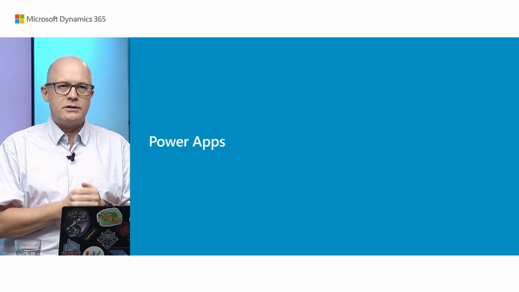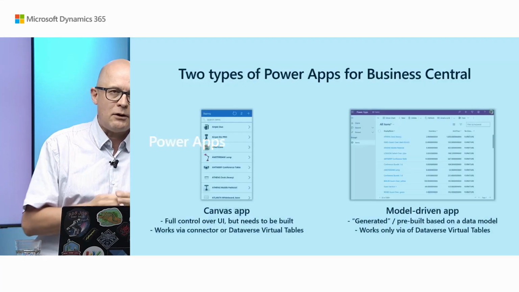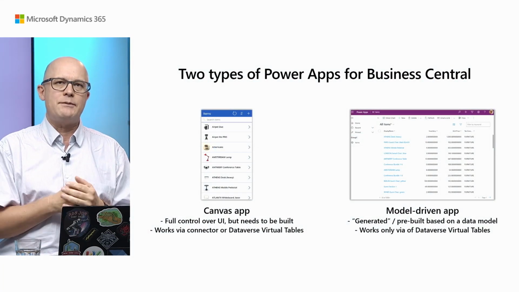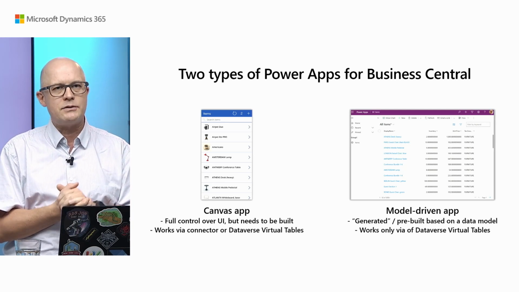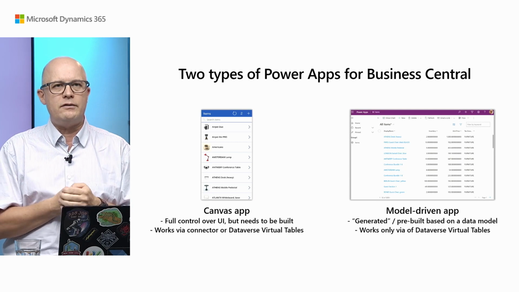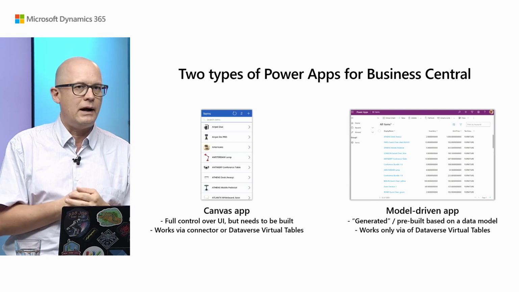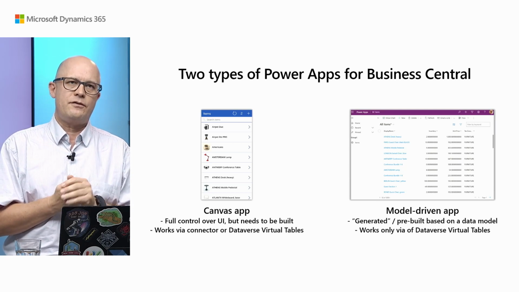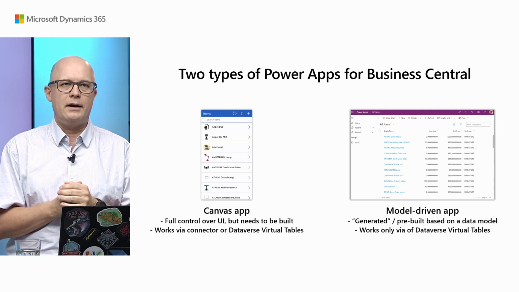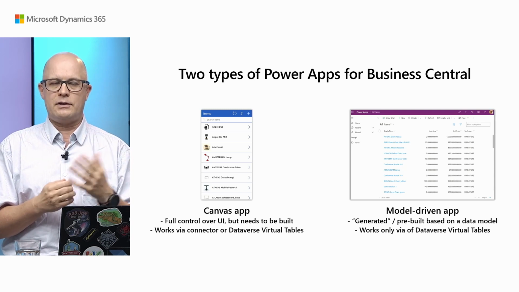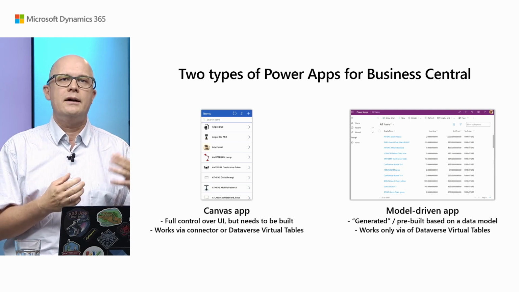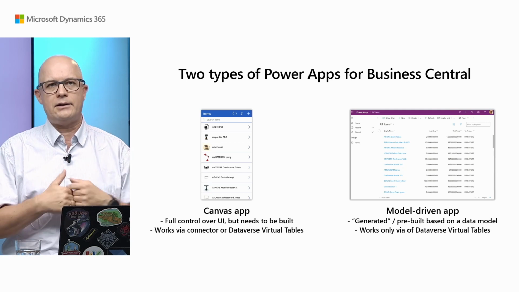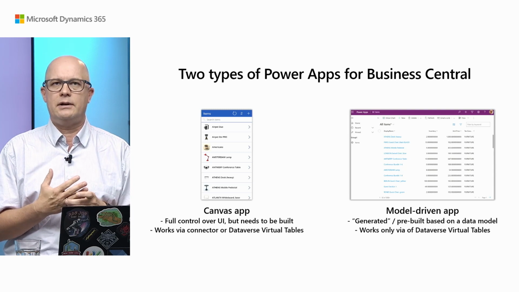Okay, let's switch gears to Power Apps. We talk about Power Apps and two different types of Power Apps that work with Business Central. We're talking about Canvas apps, where you have full control over the UI, but you have to build that UI. Those types of Power Apps are usually designed for mobile experience, for desktop, for phones or tablets. And then they work with Business Central through our connector or through Dataverse Virtual Tables.